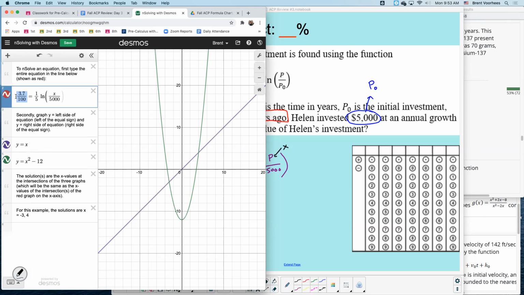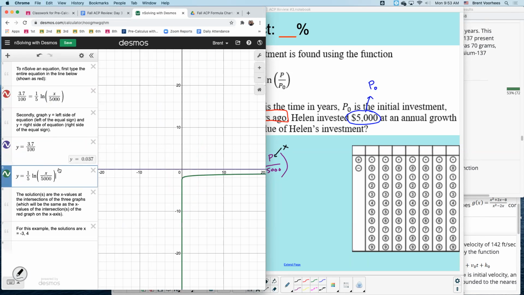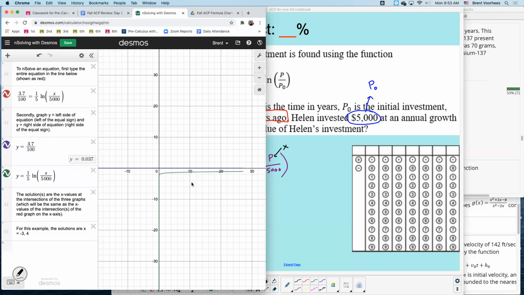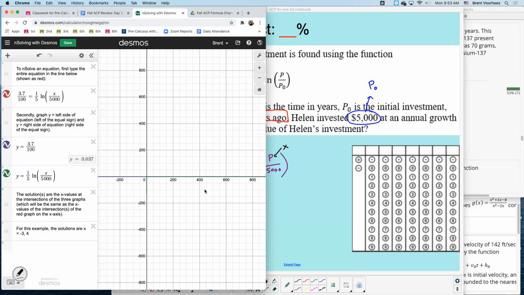Now you copy the left side. So you say y equals the left side, and then you have y equals the right side. What that should do is create these different graphs, and wherever they cross, you have your answer. And you should have a vertical line. So if I zoom out, where is my answer going to be?